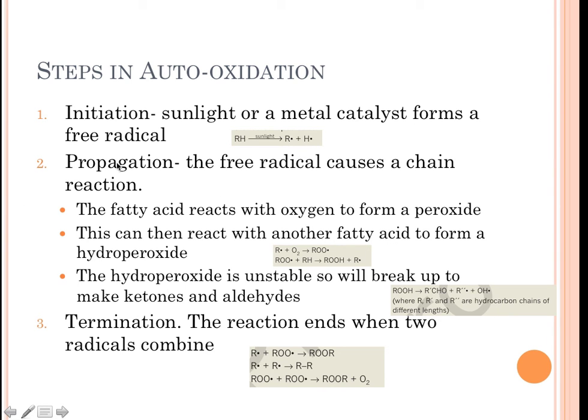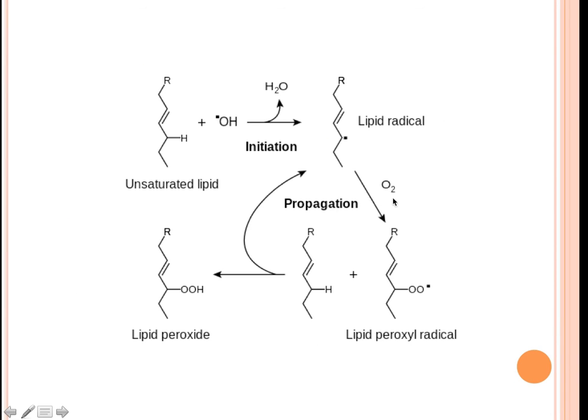That can keep going for a long time, the propagation. Eventually we'll get to termination, when two radicals combine, and they can therefore not react anymore. So now we're back to paired electrons. Okay? So we can start with our unsaturated lipid, okay? And then we can make down here, we'll see that we start to make our ketones and our aldehydes due to that in our propagation process.